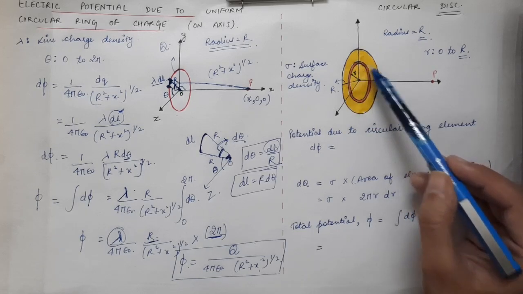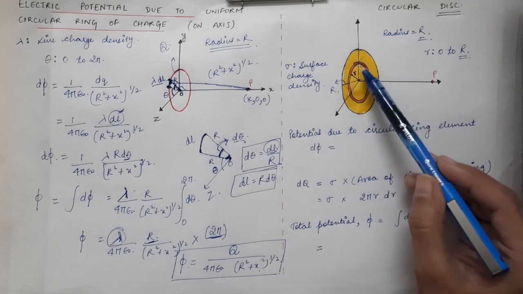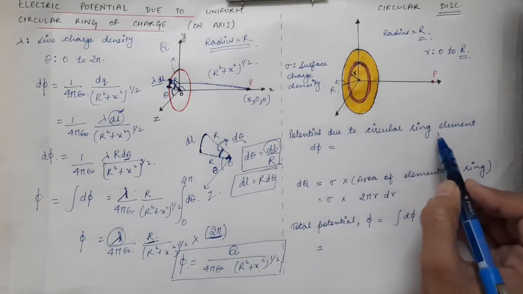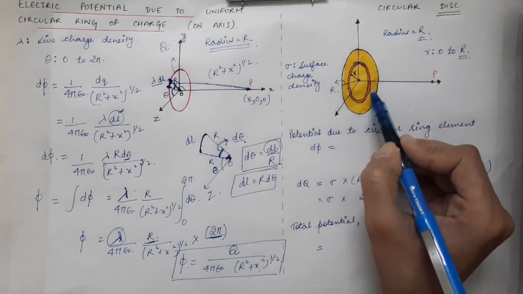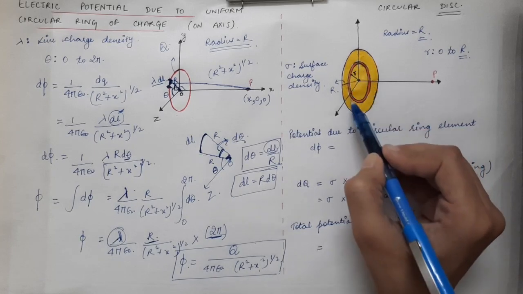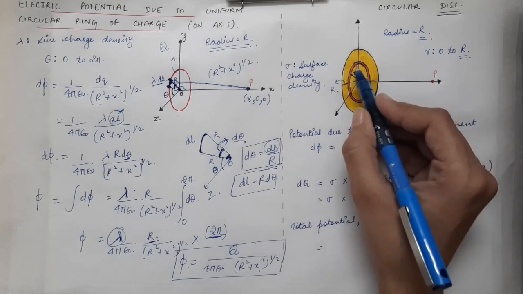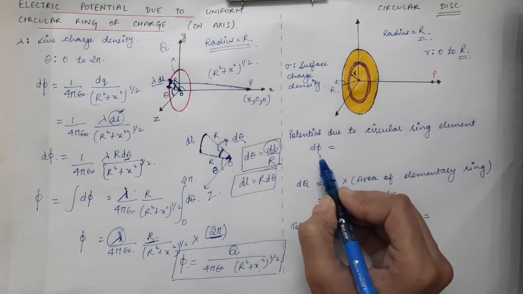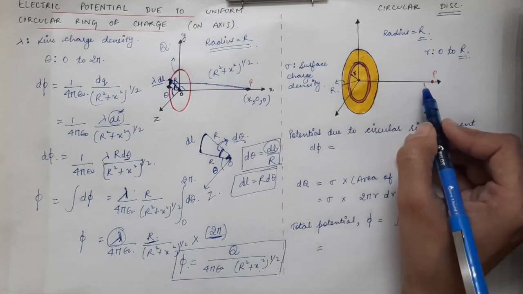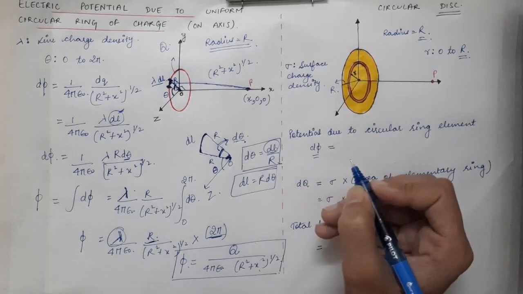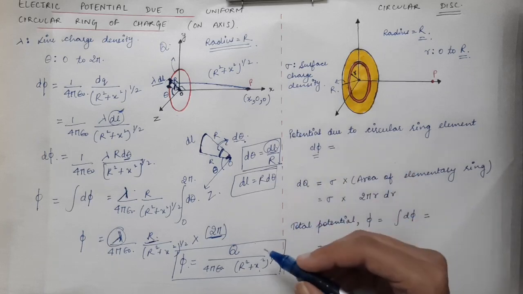So first of all we are going to find the potential at P due to this elementary ring. The potential will have the same form as in the previous article, which is the total charge divided by this whole denominator. So what will be the potential due to this orange portion circular ring at point P? Let's denote the potential due to this circular ring by d phi. So this is the electric potential due to this elementary ring at point P, denoted by d phi. It will have the same form as this one.